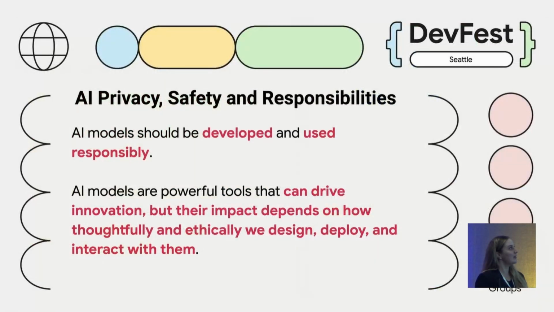With Vertex AI, it is important to think about privacy, safety, and responsibilities. AI models should be developed and used responsibly. AI models are powerful tools that can drive innovation, but their impact depends on how thoughtfully and ethically we design the full interaction.